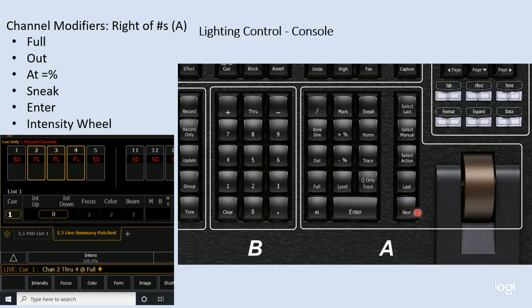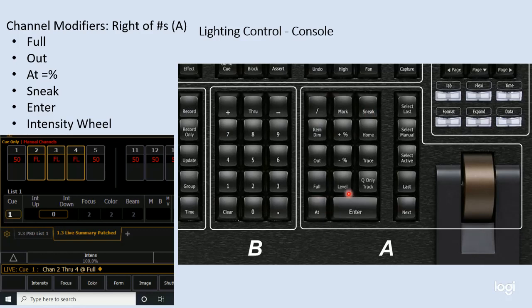Also in this area is the intensity wheel. So if I want to just visually see how bright I want something to be, I can just roll this wheel up and down, and it will change the intensity of any and all channels that I have selected. The other key that's important here is the sneak key.